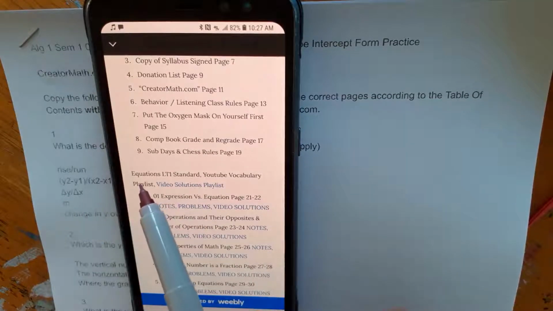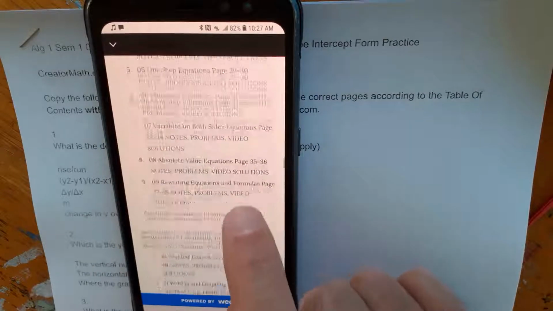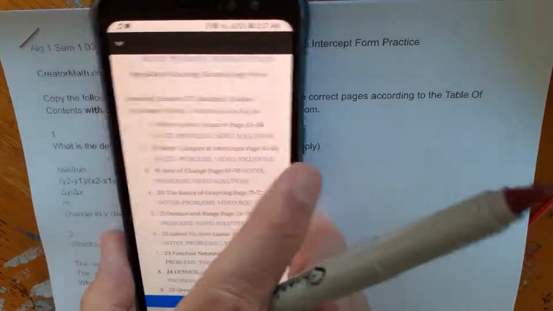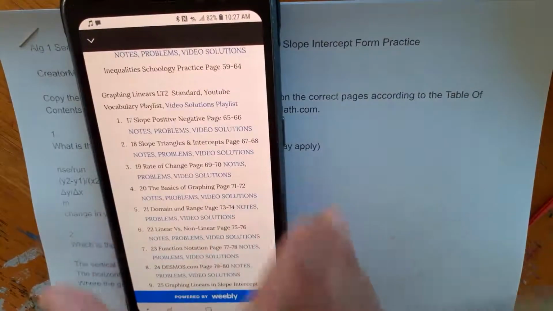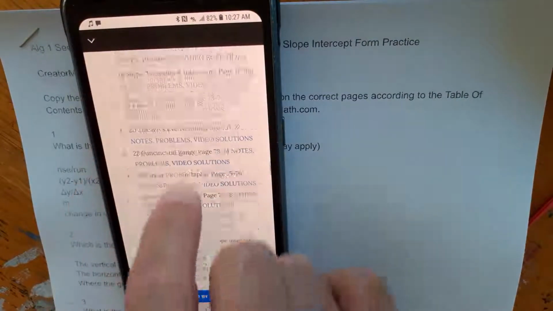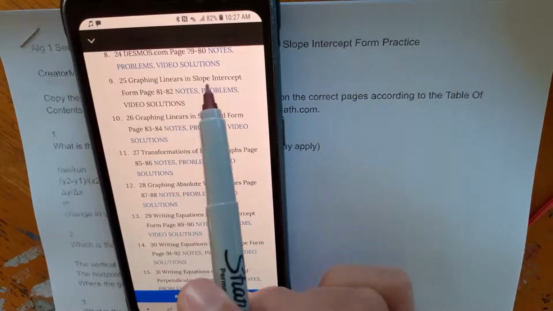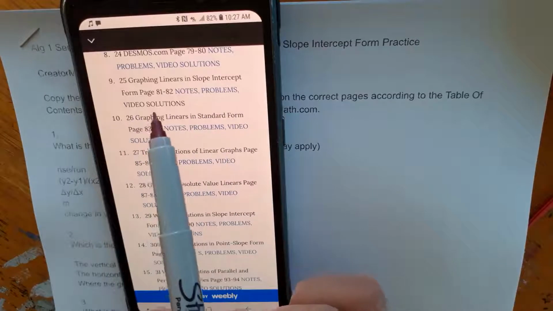All right, so with that said, now we're going to find the unit that we're talking about here. This one is not equations or inequalities. It is graphing linears. And it happens to be lesson 9. So these are all the lesson numbers here. Let's go to lesson 9. It says graphing linears and slope-intercept form. That matches the title that we read already.